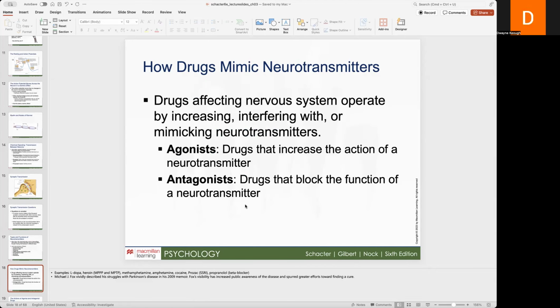You might be wondering, well, how do drugs mimic neurotransmitters? Drugs affecting nervous systems operate by increasing, interfering, or mimicking neurotransmitters themselves. Some of these are agonists. These are drugs that can increase the action of a neurotransmitter. Antagonists, on the other hand, are drugs that block the function of a neurotransmitter.